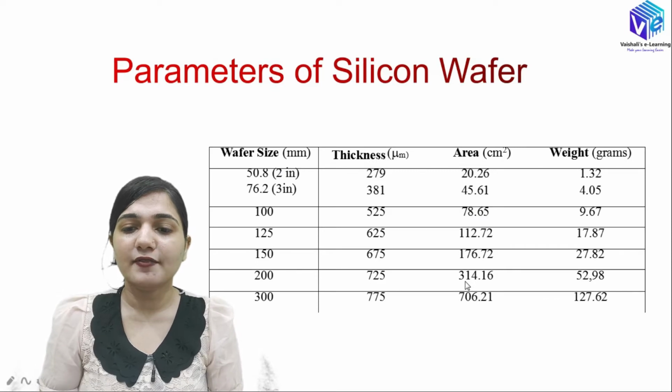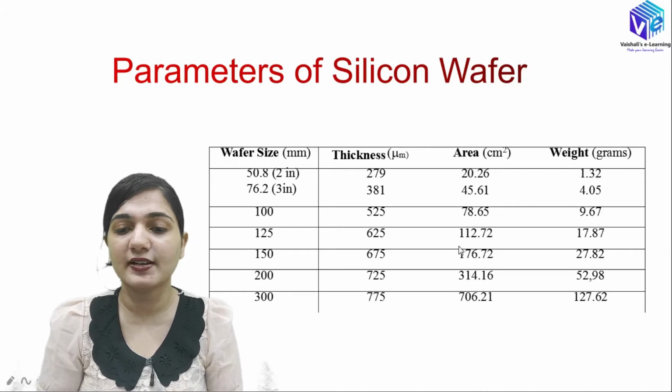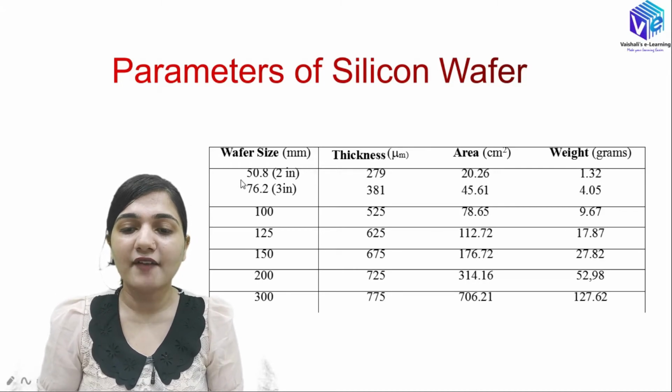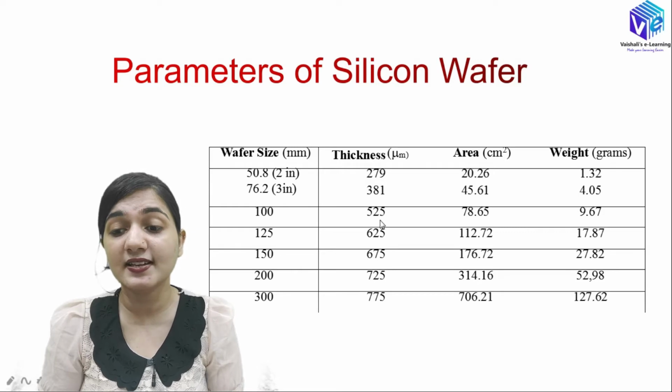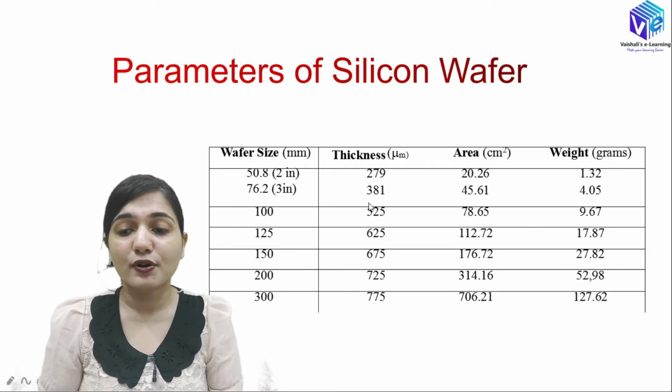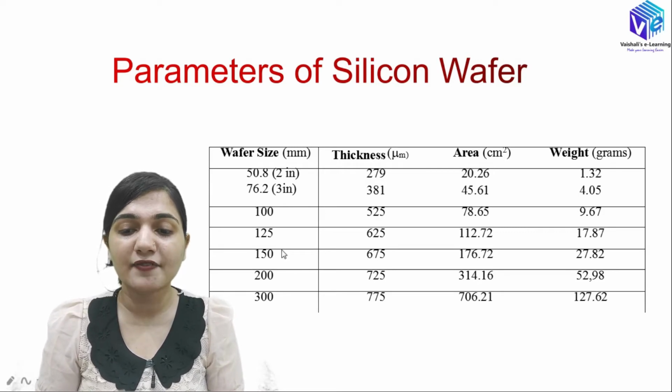Okay, so these are the various parameters of the silicon wafer. You can see and relate what the various parameters are. If I have a 50 mm wafer, its thickness is 279 micrometer. If I have a 100 mm wafer size, its thickness will be 525. So if I am increasing the wafer size, the thickness will be increased.